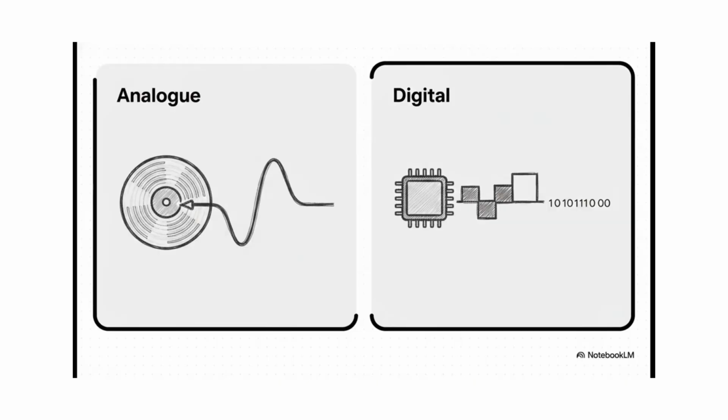Analog is a smooth, continuous wave that's basically a direct copy of the information it's carrying. Just think of a vinyl record. The groove is a physical replica of the sound wave. It's beautiful, but it's also fragile and can get noisy.